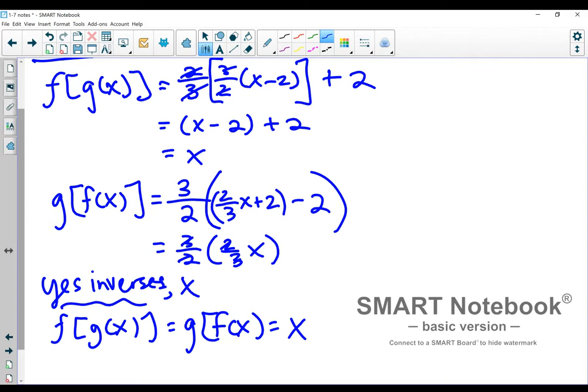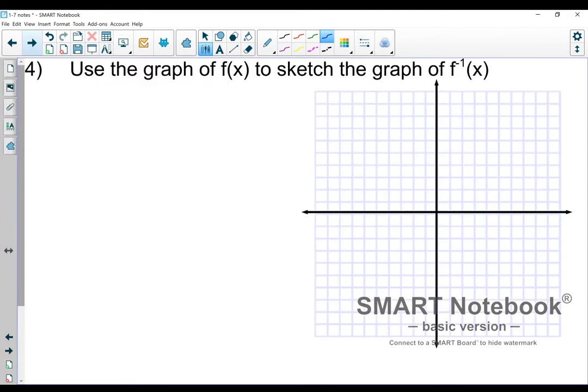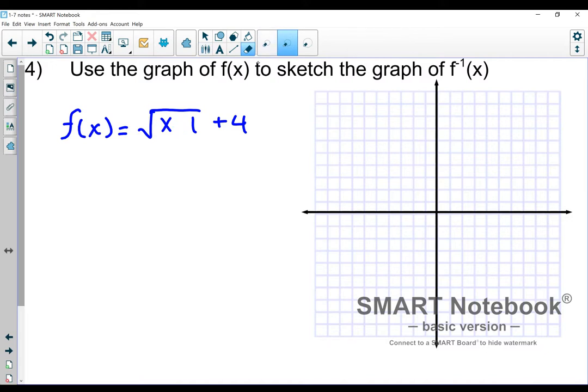All right, we have one last math problem. For our last one, we are going to use a graph of an original function to graph the inverse. So we're going to pretend that we're starting out with, let's just make up a function. Let's say f of x equals the square root of x plus 1, plus 4. Actually, let's make it x minus 1 plus 4. I want it to match the paper that I'm going to post online.